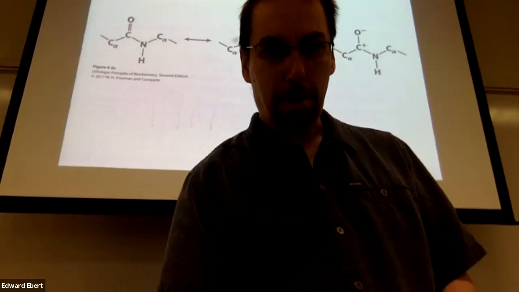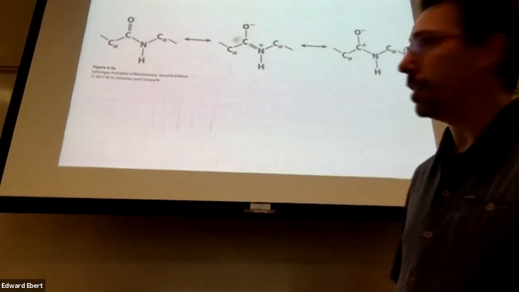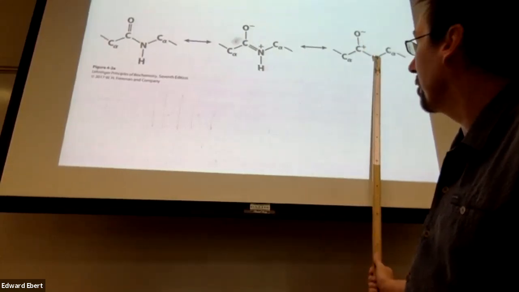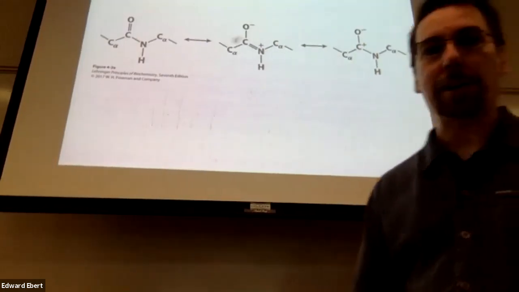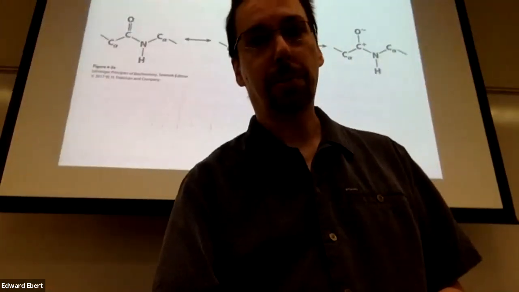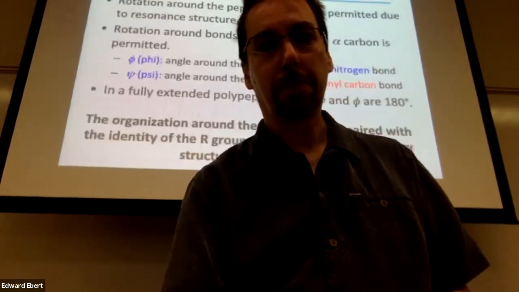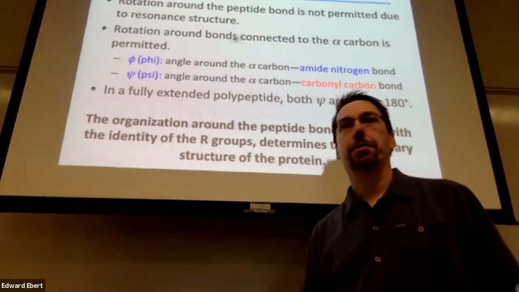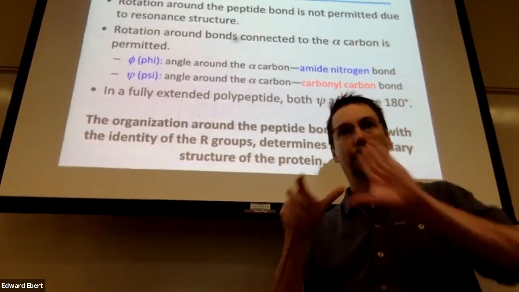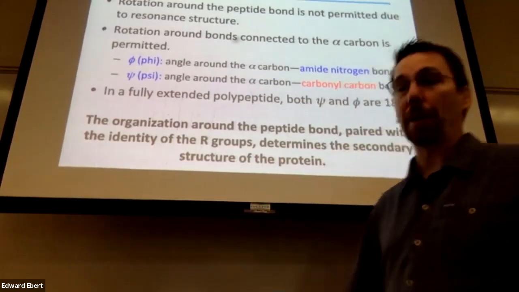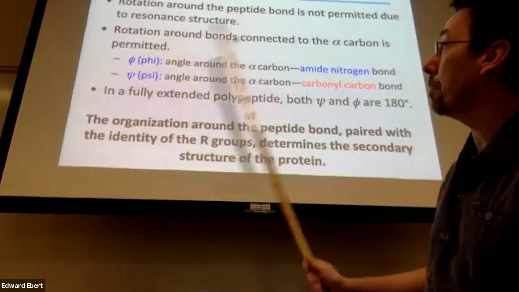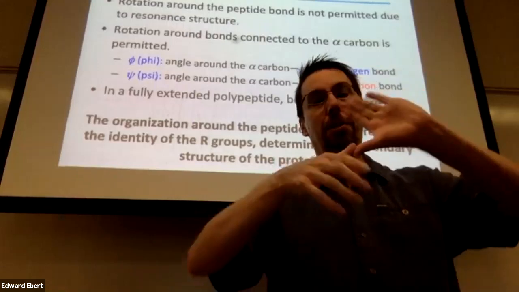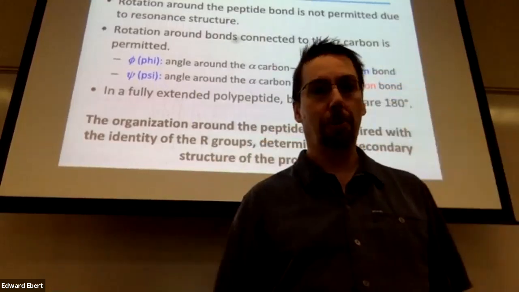We can also stabilize this by putting a lone pair on the nitrogen and having a carbocation there as well. So that's a third possible resonance structure there. All right, so the plane allows for partially free rotations, and the slide after this one is going to illustrate this better than my little hand motions here. But the rotation around the peptide bond is not permitted, so that carbon to nitrogen linkage, it's not going to rotate. It's going to be stuck in that planar form.